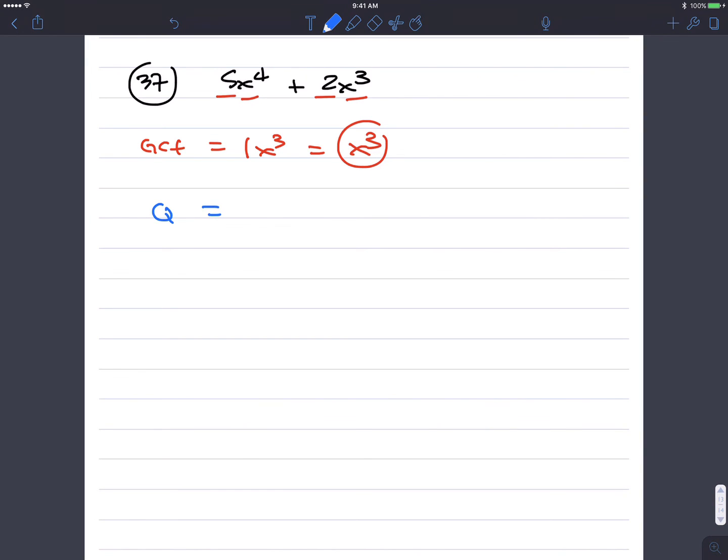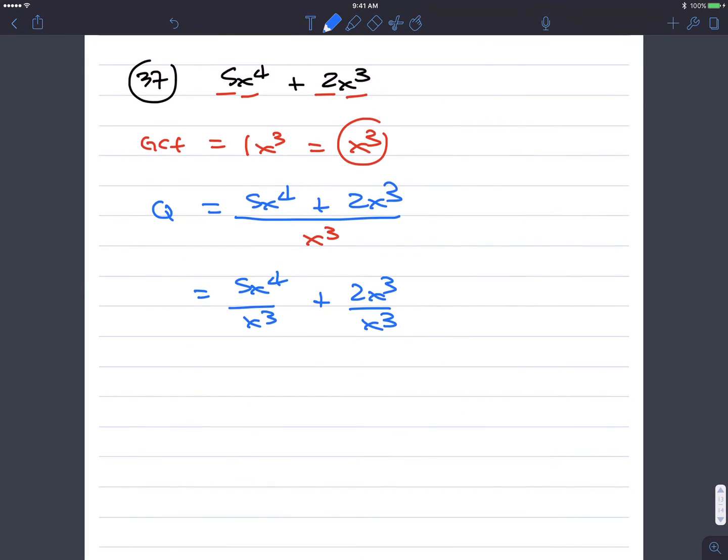Let's get the quotient now. 5x to the fourth plus 2x cubed, right, divided by the x cubed. 5x to the fourth over x cubed, 2x cubed over x cubed. We get 5 for the number here, x to the fourth divided by x cubed. What is that? Right, we take 4 minus 3, we get what? 1. X cubed over x cubed is gone. We're just left with the constant 2. My quotient's going to be 5x plus that 2.